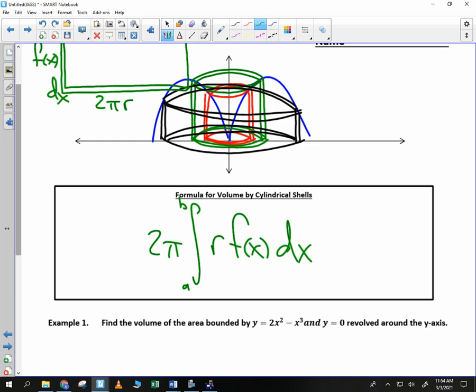It looks complicated. It's actually an easier way of doing it than doing washers a lot of times.